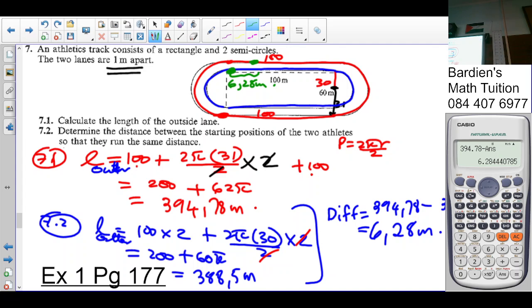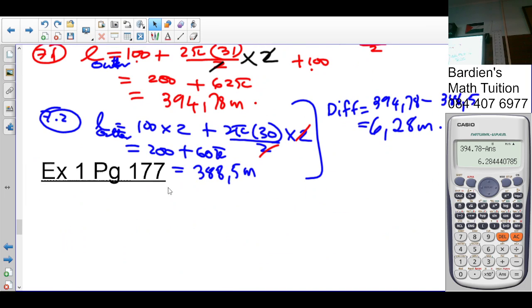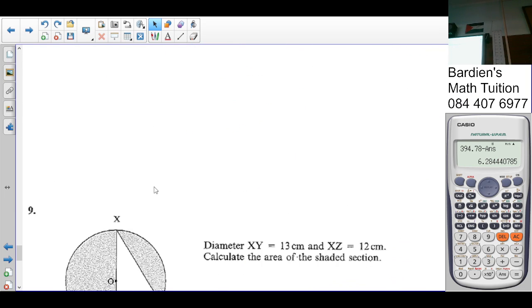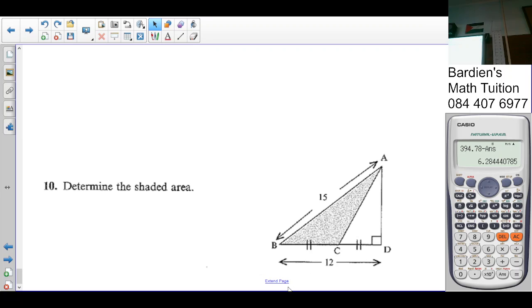Alright. I've given you this for homework already, no? Yes, sir. So hopefully we can finish this up. Is this the last question? That is the last question dealing with the perimeter and area. Okay, hopefully we'll finish that up tomorrow.